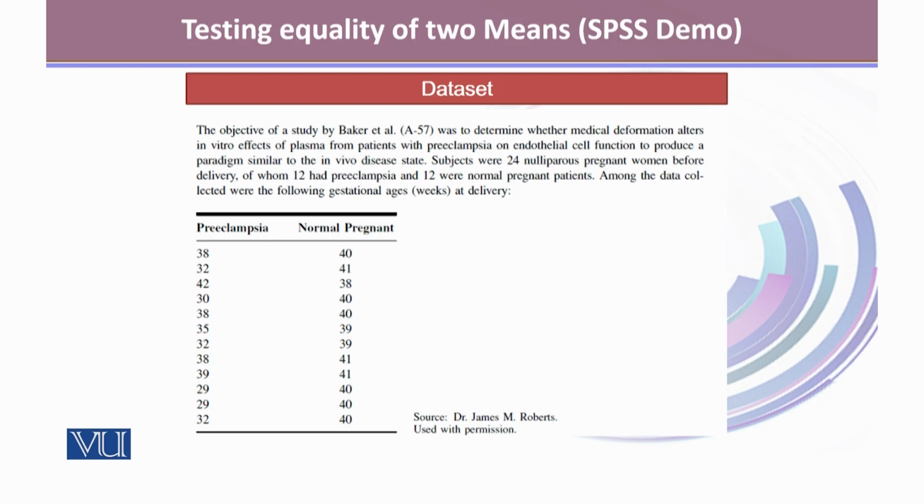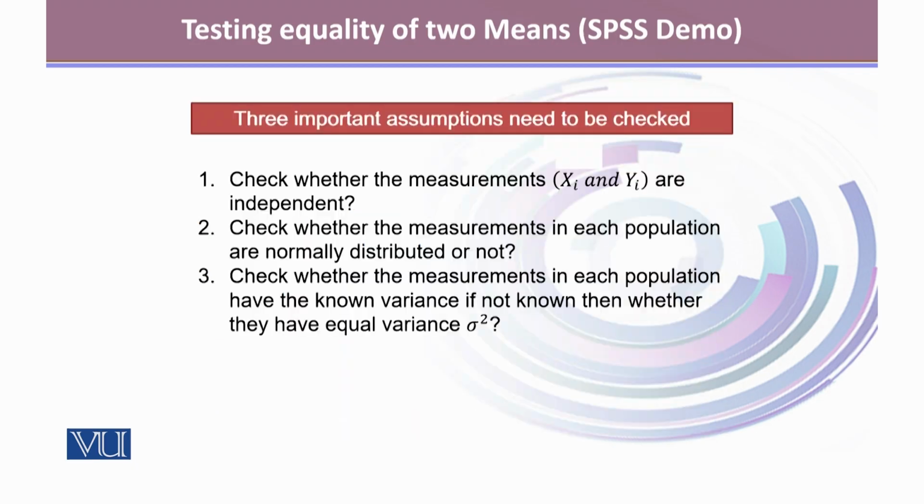So we have this data where we have two groups. One group is of the women who have preeclampsia, and another group is of women who have the normal pregnancy. We want to make comparison if there is any difference in their gestational weeks at the time of delivery.